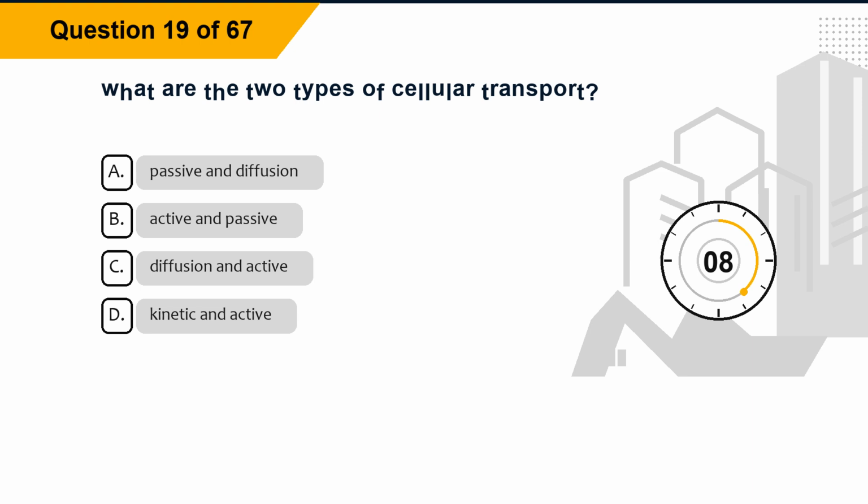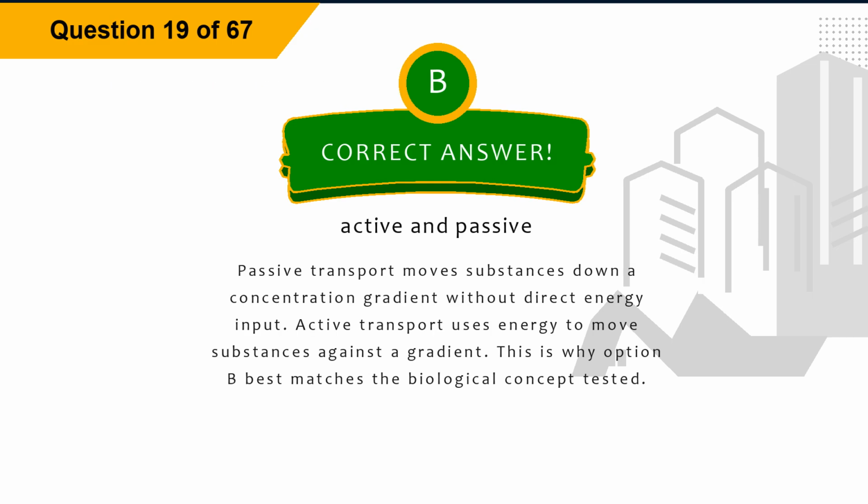Option A, passive and diffusion. Option B, active and passive. Option C, diffusion and active. Option D, kinetic and active. The correct answer is option B, active and passive.